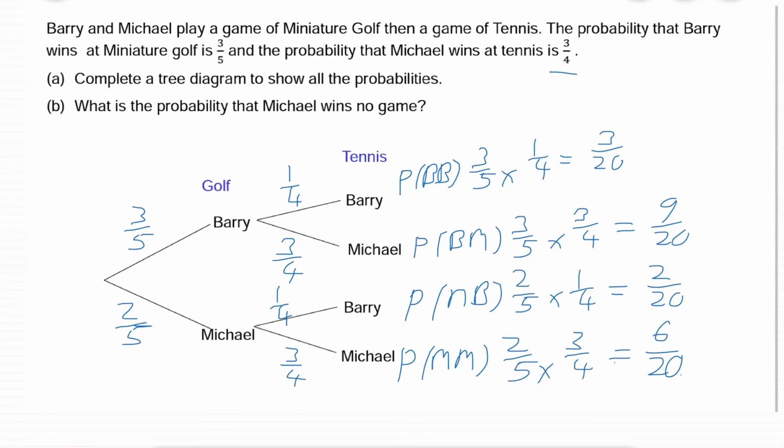So then for part B, what is the probability that Michael wins no game? So you can see there, that's the same as the probability that Barry wins both. So that would be 3 over 20. So just again with tree diagrams, remember to get your probabilities, multiply along the branches, and every 2 branches, like the first one here, will have to add up to 1.